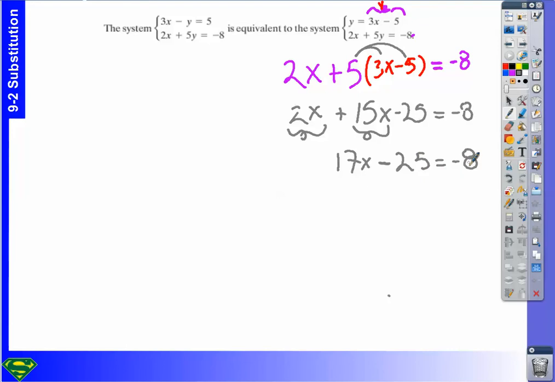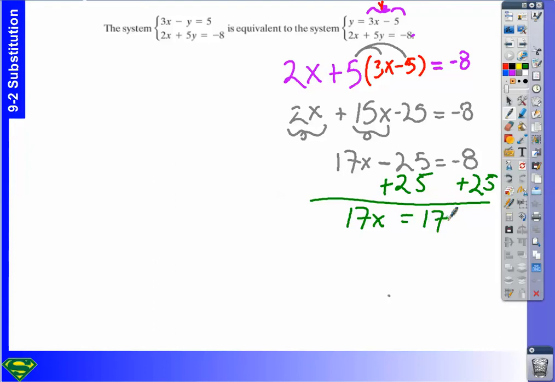Well, let's get the x by itself. What's the opposite of subtracting 25? Of course, the opposite of subtracting 25 is adding 25, which we'll do to both sides. So we have 17x is equal to negative 8 plus 25. Oh my gosh, look at that. Sweet. 17. So 17x is equal to 17.